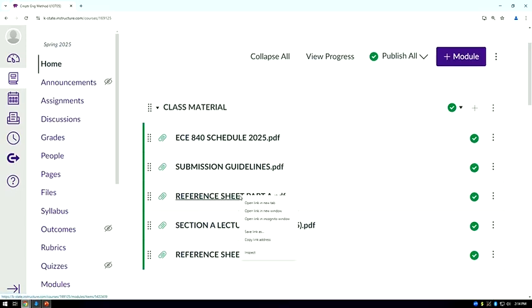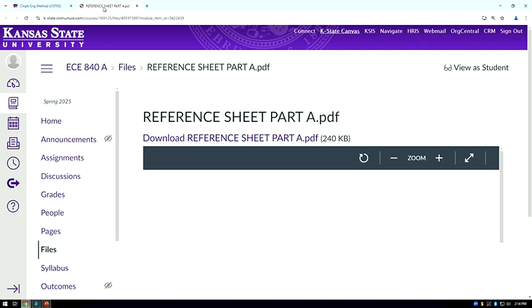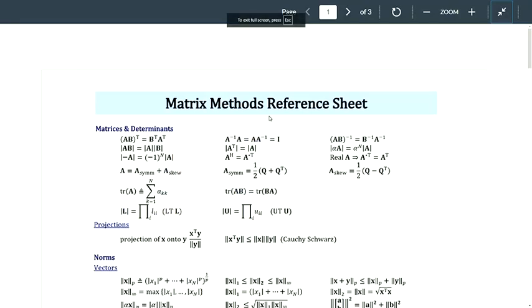So, reference sheet part A, this is something that you might find useful. The symmetric part is half A plus A transpose. The skew symmetric part is half A minus A transpose. What's a skew symmetric matrix? Sorry, this is A and A transpose, not Q. For skew symmetric matrices, if you take the transpose of the matrix, you will get the negative of the matrix. That's a skew symmetric matrix.